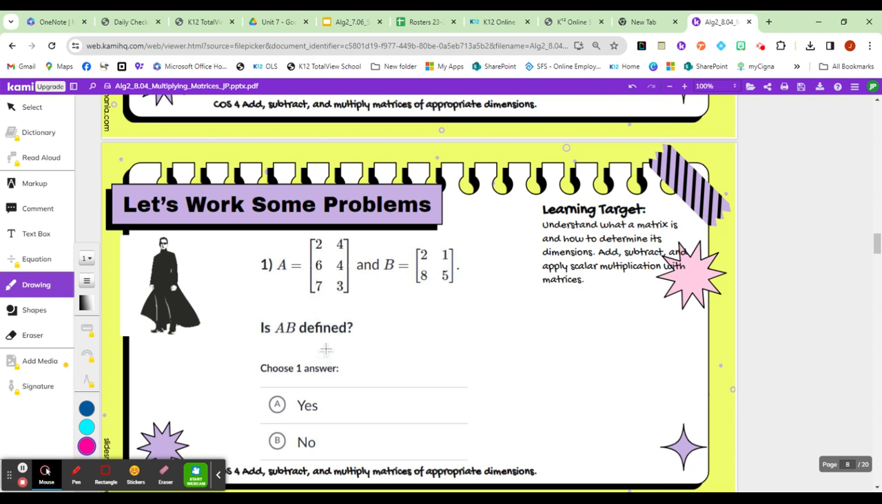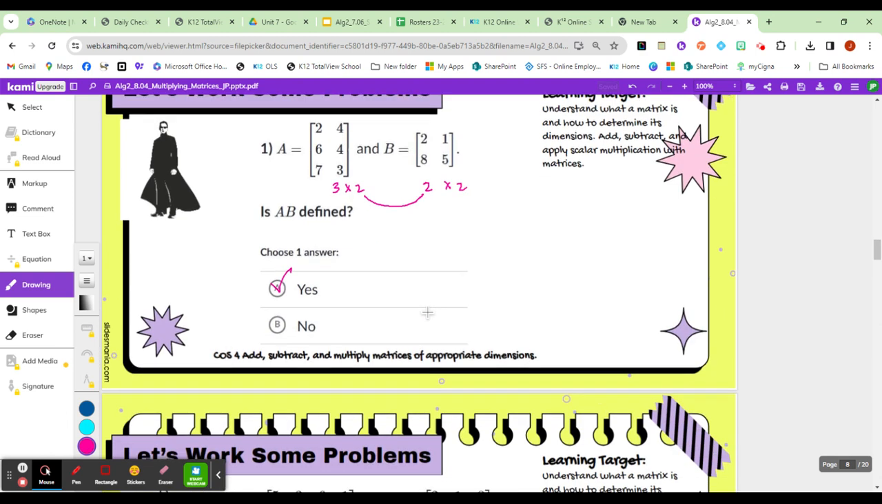So these first few questions are just saying, do you know whether yes, you can multiply or no, you can't. So again, you want to look at the dimensions. There's 3 rows, 2 columns, so matrix A has the dimensions of 3 by 2. Matrix B has 2 rows and 2 columns. And as long as these two numbers are the same, you're going to say yes. The two inside dimensions, the number of columns in the first matrix, have to be the same as the number of rows in the second matrix.